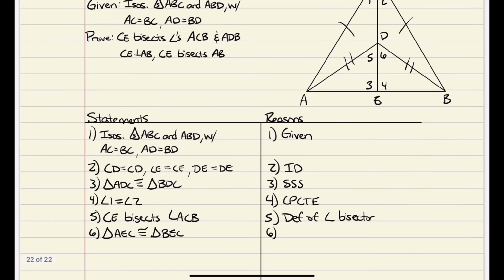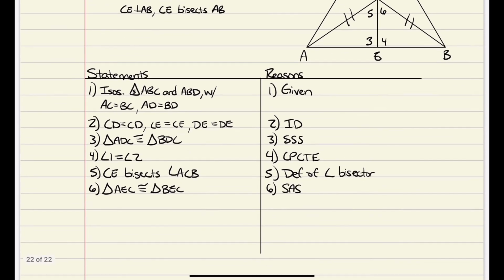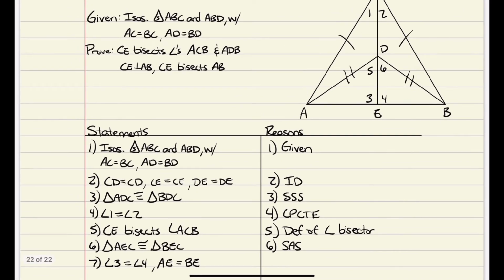Number 7, I can now state that angle 3 equals angle 4, and that AE equals BE. Again, let's take a look. I now state that these are equal to each other. Those are corresponding parts of these two congruent triangles, and so those are equal to each other. I just stated that AE is equal to BE, again, because of CPCTE.